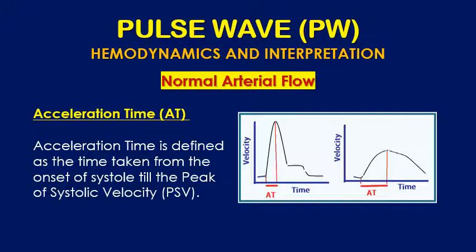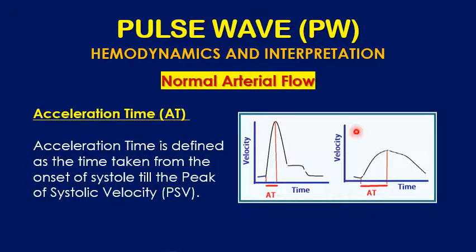Another point to discuss with the arterial waveform is the acceleration time, and this is the time that we can see here from the start of the systole to the time of the peak systole. So this arm is the time, which is the x-axis of the waveform, and this x-axis denotes the time. So starting from here to here, this is what we call acceleration time. This is the time taken from the start of the systole to the peak of the systole.